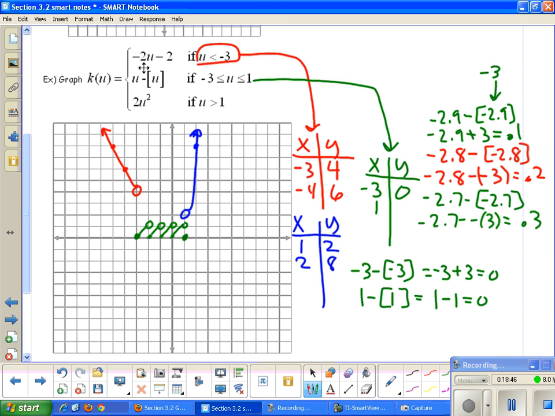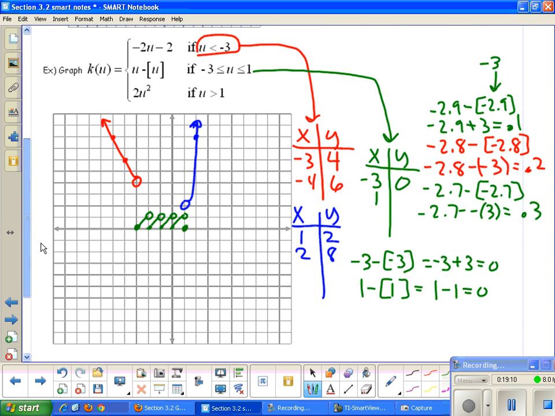This one was just really difficult because of that greatest integer part, but just remember the greatest integer function just means that you're rounding down to the nearest integer. So when you have values in between, like the -2.9, it rounds down to -3, -2.8 rounded down to -3, -2.7 rounded down to -3, and you just were subtracting or adding them together. So bring this with you to class, and we are going to do more practice of this.